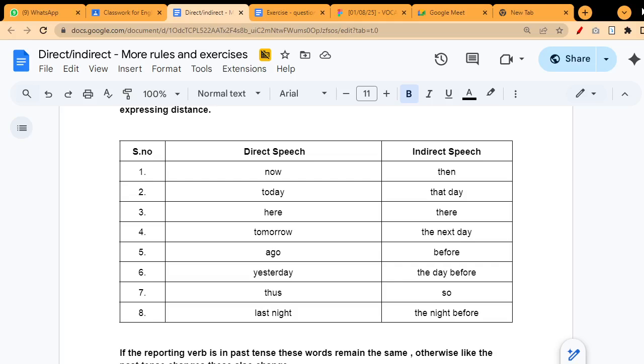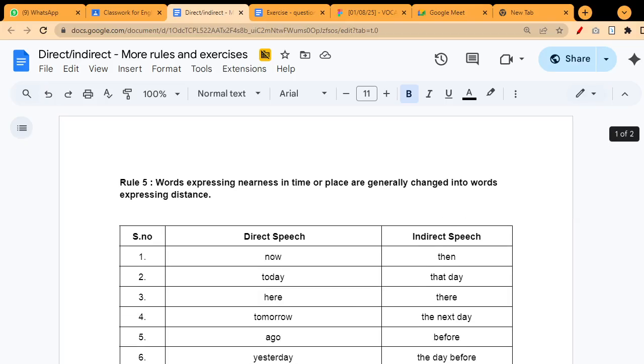Hello children. As you know, we have been doing direct to indirect speech. First four rules और उसकी बहुत सारी exercises हम already कर चुके हैं. Lots of sentences we have done. These are very easy. There are 3 or 4 more rules which I am going to explain.